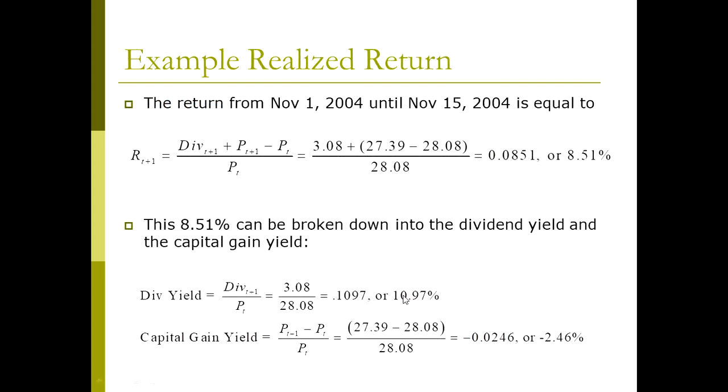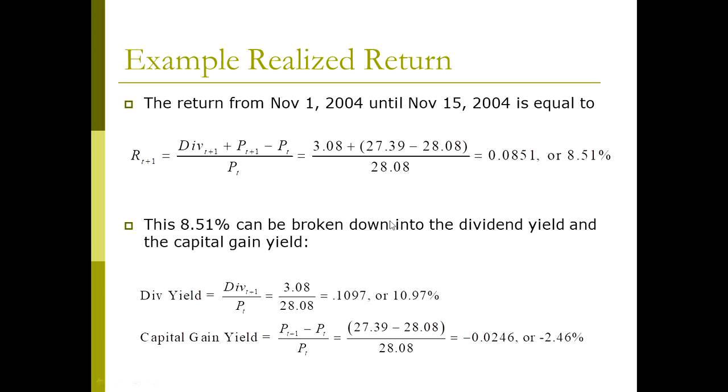Okay, so basically we need to plug all the numbers into our formula. You received the special dividend of $3.08. After the special dividend payment, the stock price dropped to $27.39, and you bought it for $28.08. That is the total gain of holding the stock divided by your initial investment. You have an 8.51% return. So that is your total percentage return.